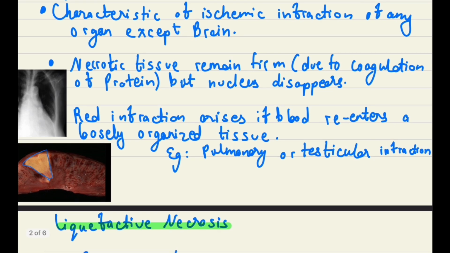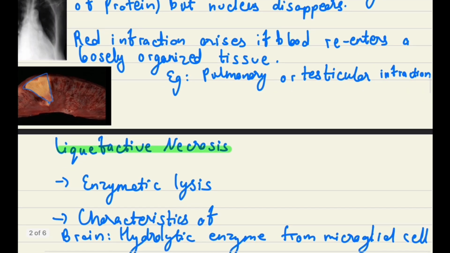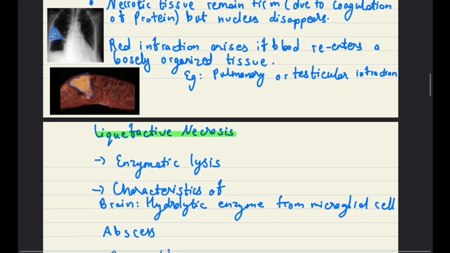Red infarction, there is a term called red infarction. What do you mean by it? It arises if blood re-enters a loosely organized tissue. Examples of that are pulmonary and testicular infarction. It is a loosely organized tissue, so if blood re-enters in that area, then red infarction occurs.